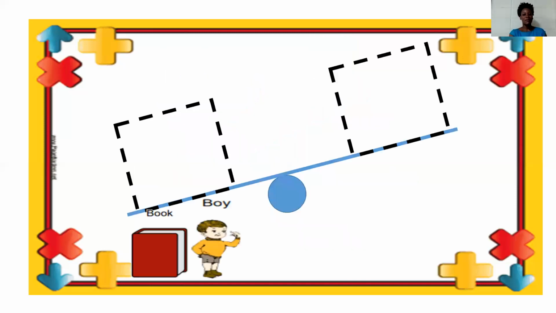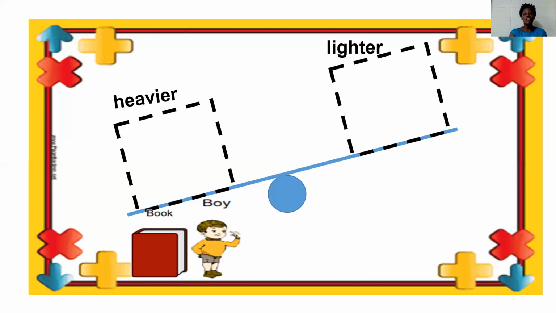In this activity, we have a seesaw, a book, and a boy. Which side of the seesaw would you label heavier? Did you say the left side? You are right. Why would you label the left side heavier? Very good thinking. The left side of the seesaw is labeled heavier because it is downward. So the right side of the seesaw is labeled lighter.